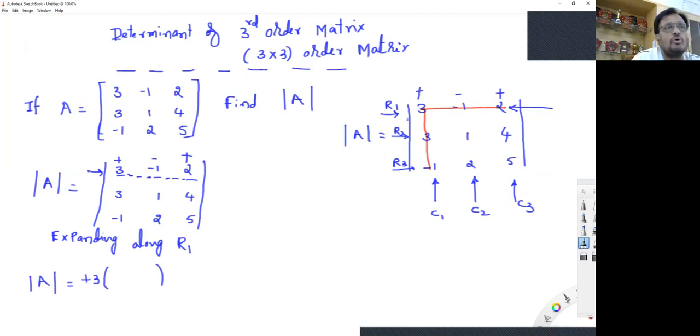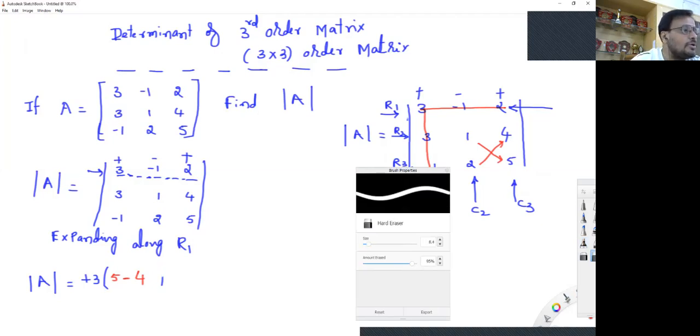So for the remaining, how will you go for cross multiplication here? Come on, tell me now. Here 1 into 5, that is 5. Directly I am going to write, as soon as you complete, minus. And again 2 into 4.